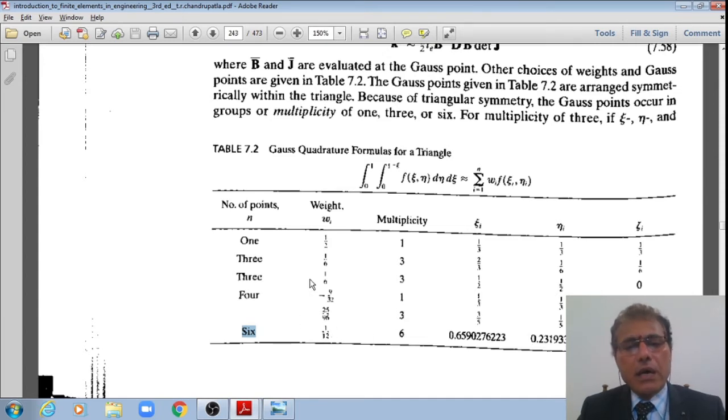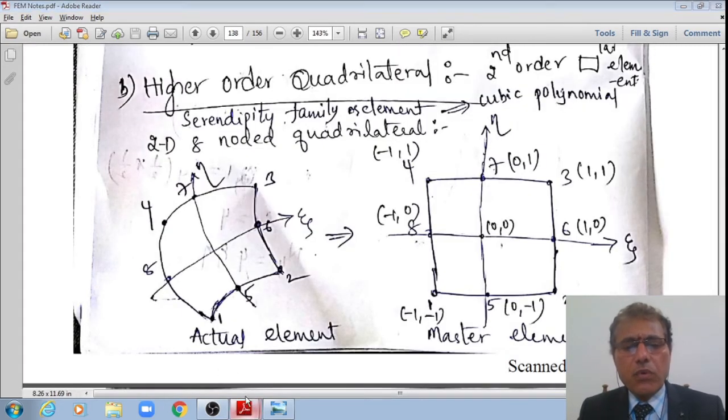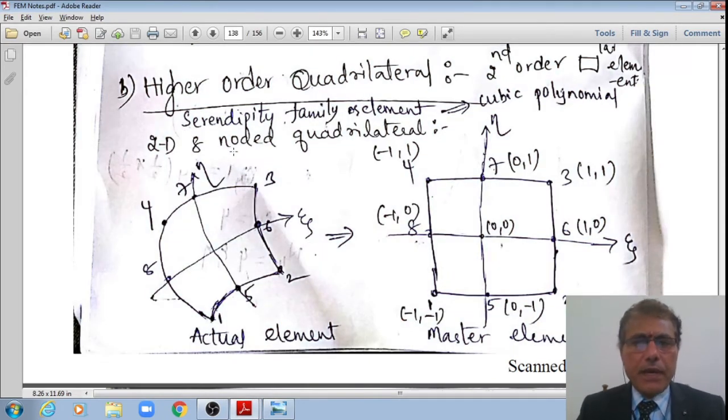With 4 points also, 2 possibilities are possible, right? You may please see this Gauss quadrature formula for a triangle. Then let us move to the quadrilateral, students, right?